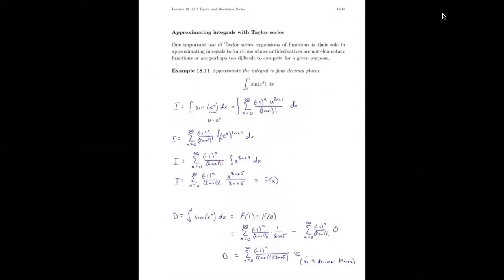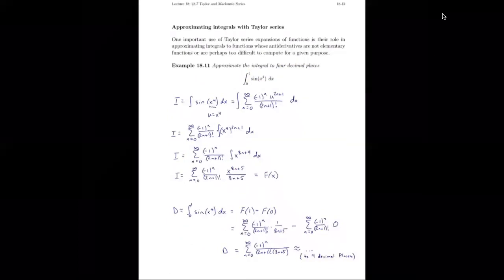Now, approximating integrals with Taylor series. This is, again, touching on our use of this thing. And finally, we're at a point where we're going to look at a definite integral. So we're going from 0 to 1, integrating from 0 to 1, the function sine of x to the 4th dx. They're asking us to take it to 4 decimal places. I won't do the full details of the decimal, but I'll get us set up to do so.